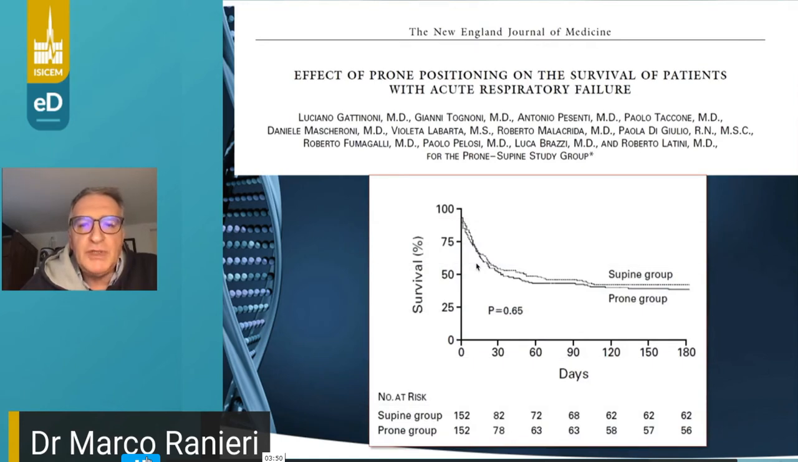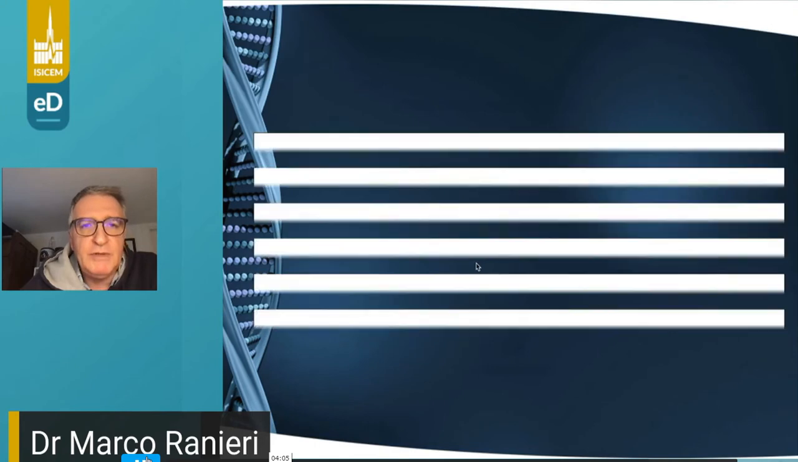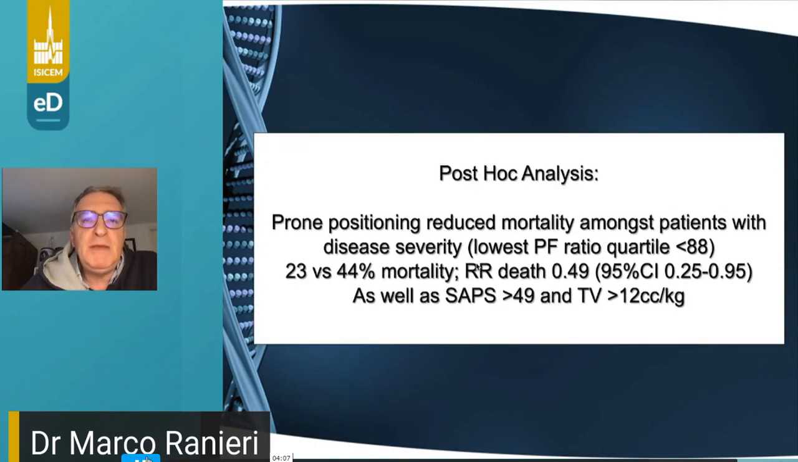And in patients with what, at that time, was called severe acute lung injury, there was no statistical difference in terms of survival between patients randomized to the prone positioning or to the supine position. The post hoc analysis of this study showed that prone positioning reduced mortality in patients that had the most severe form of ARDS, identified by a PF ratio lower than 88.